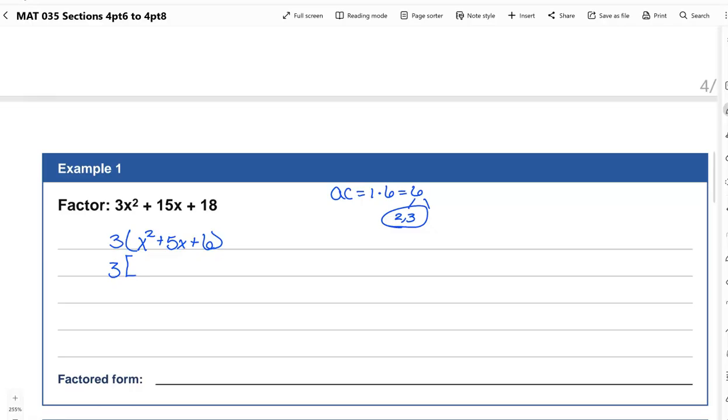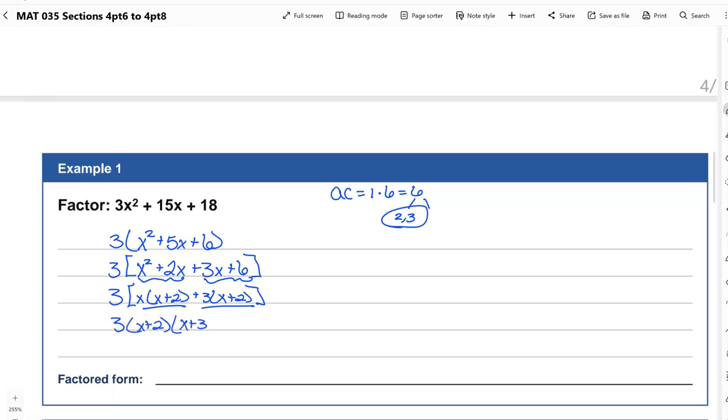So just like before, I'm going to use a bracket here. I'm going to rewrite the 5x as 2x plus 3x. I'm going to factor an x out of the first two terms, and I'm going to factor a 3 out of the second two terms. And then those have an x plus 2 in common, and the leftovers will be x plus 3. So this factors into 3 times x plus 2 times x plus 3.